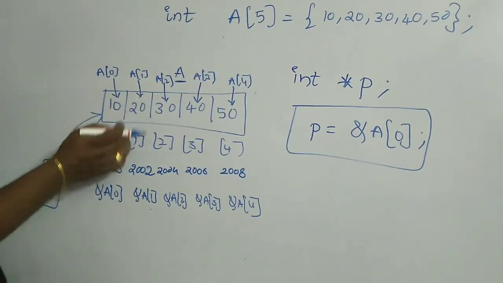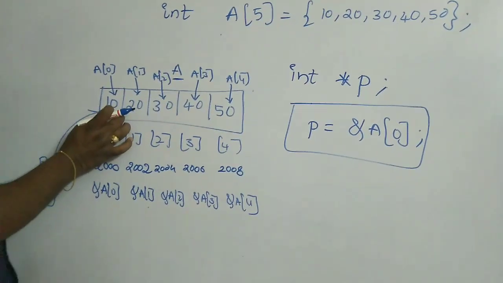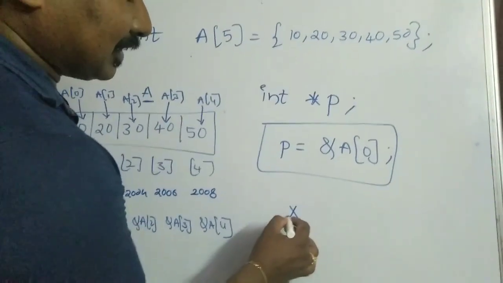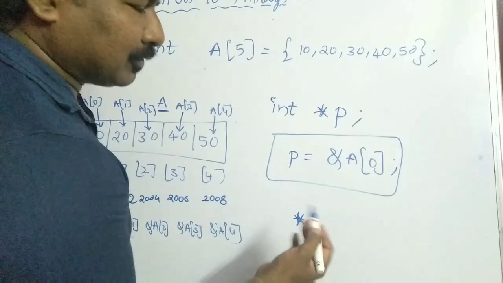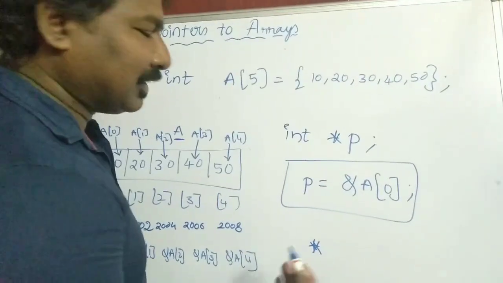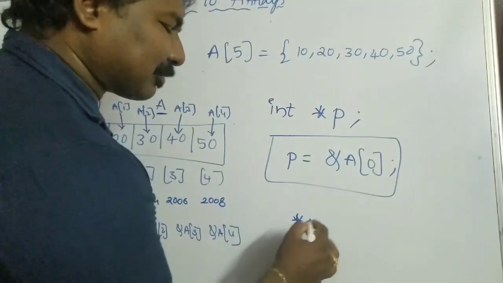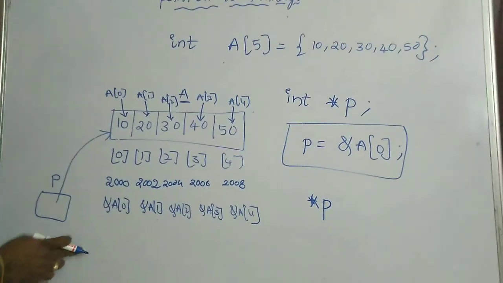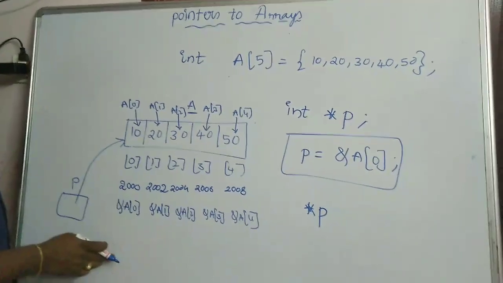How can I access this first element's value? It can be accessed similarly to how you access the value of a variable. Similarly, you can access the value of the array elements. That means star p will give you this value. How can the value of the next element be accessed?